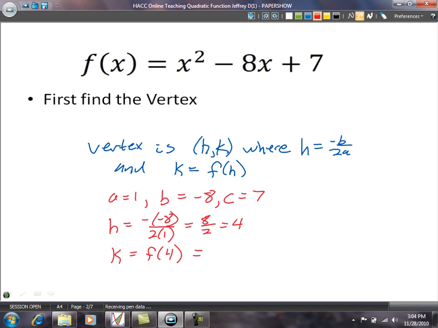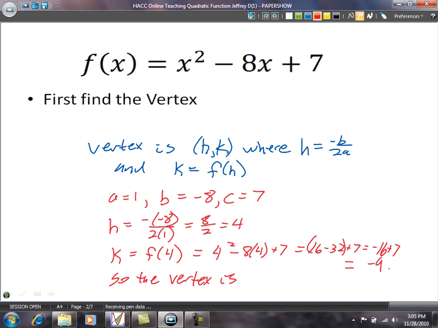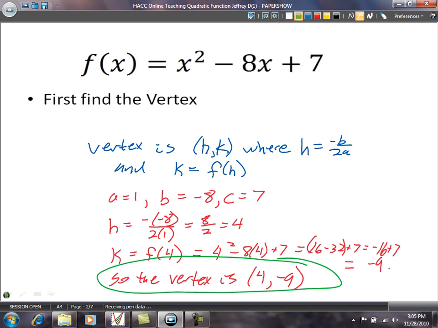So we're going to get 4 squared minus 8 times 4 plus 7, which is 16 minus 32 plus 7. Grouping the first two terms, that's negative 16 plus 7, or negative 9. So the vertex is going to be (4, negative 9). And that was the most common way.